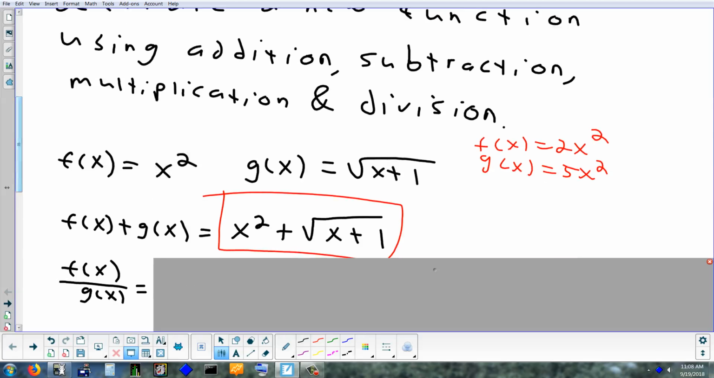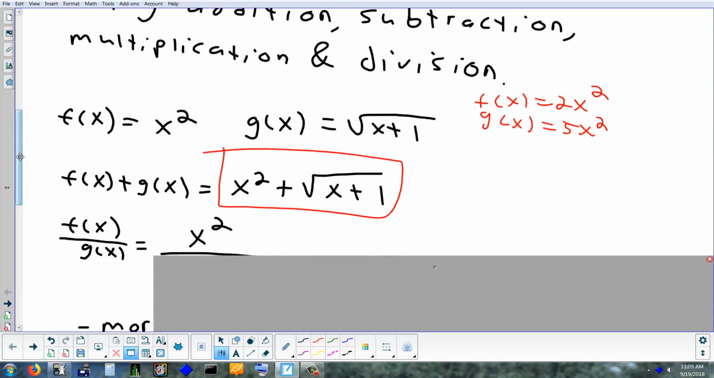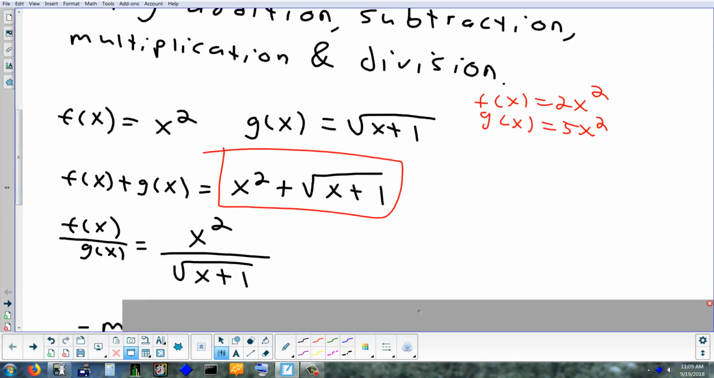Okay, let's try this one. f of x divided by g of x. Okay, so Shai, if I was going to write that out, f of x goes on top. And which function is f of x? f of x is x squared. x squared. We got that. And Isabel, g of x goes on the bottom. And what function is g of x? The square root of x. The square root of x plus 1.